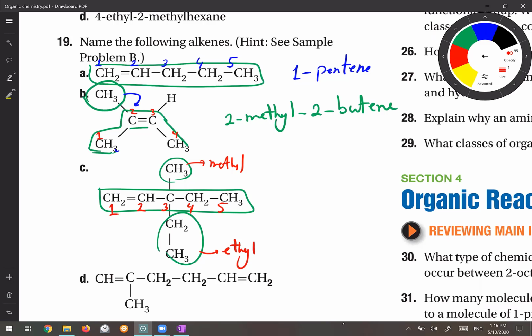So on the third position, I write it here. On the third position, you have ethyl. Then again, on the third position, you have methyl. And you have 5 carbons, which the position of the double bond is on the first carbon. So you have 1 pentane.